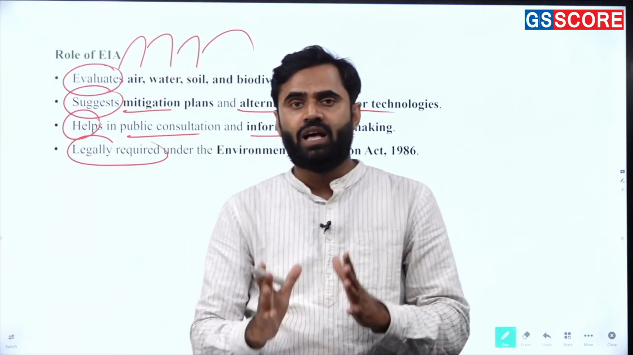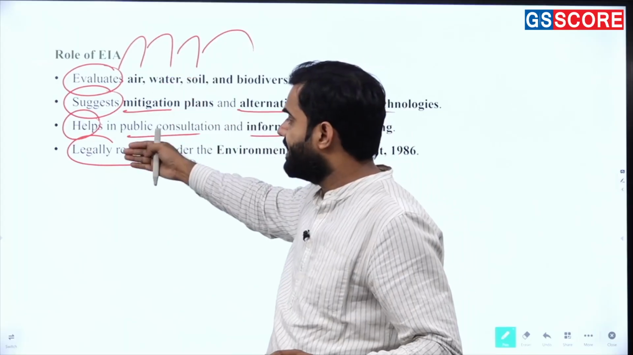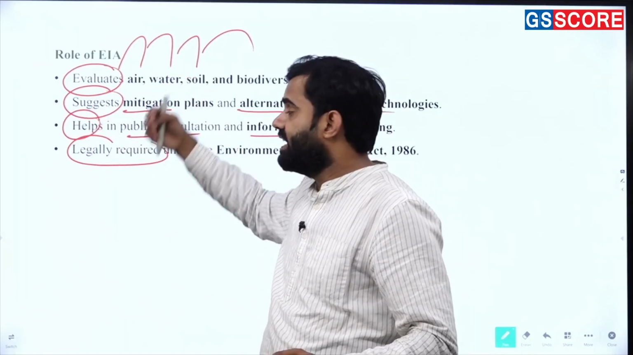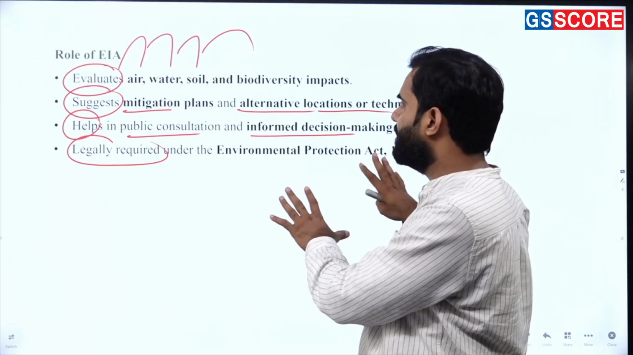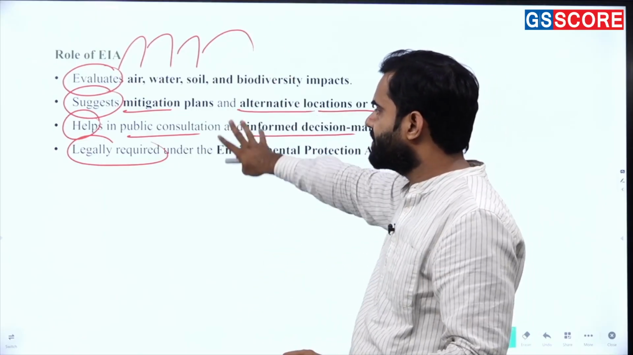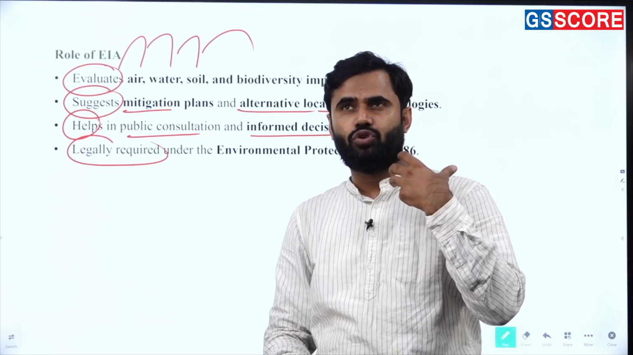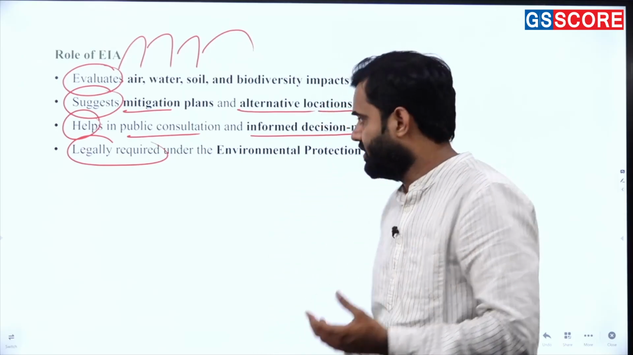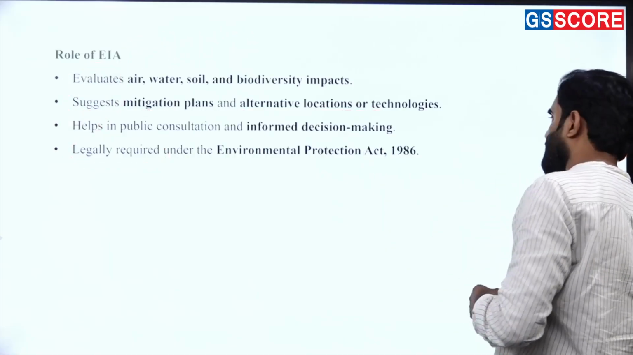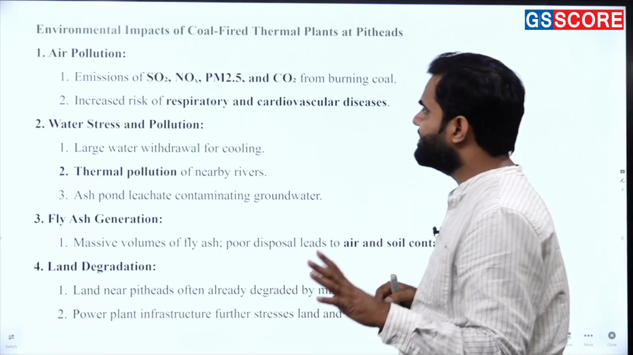So basically I mentioned just four lines, and all four lines have different words and different meanings. Each and every word has a different meaning and impact. So you have to describe the role of EIA, and don't forget the mention of the 1986 Act, the Umbrella Act, which I mentioned last. Now we have to start our answers.